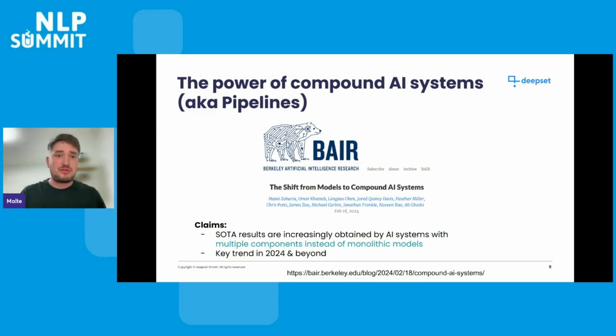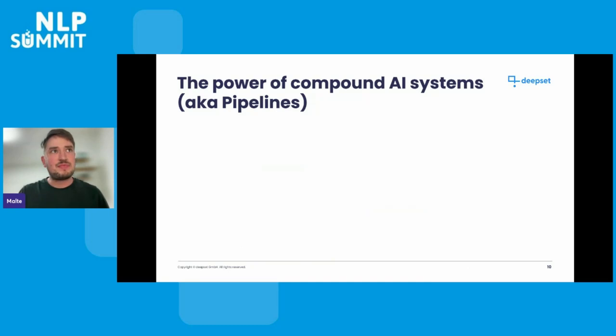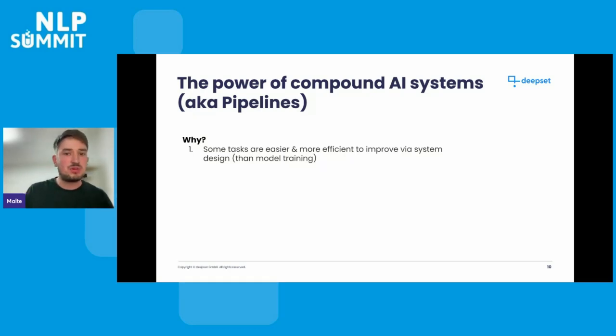Our view on all of this is very much aligned with a recent article from Berkeley on what they call compound AI systems. Their key claim is that more and more state-of-the-art results are obtained by AI systems and not single models. This is a key trend this year, and I also think it will continue over the next years. They give some interesting points in the paper on why that is the case, why these compound AI systems are now so powerful, and why more and more people think of them when they build AI systems.